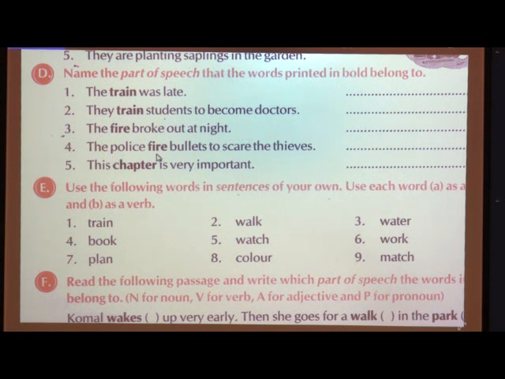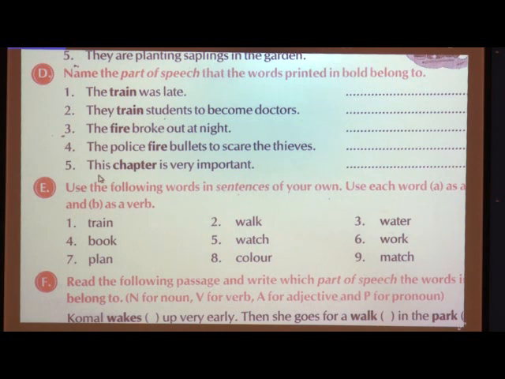The police fired bullets to scare the thieves. Fire bullets means they didn't throw the fire on the thieves. What have they done? They fired, means they have shot. So, the police fired bullets to scare the thieves. They are doing the action of firing the bullets. So that is a verb. This part of speech is a verb.